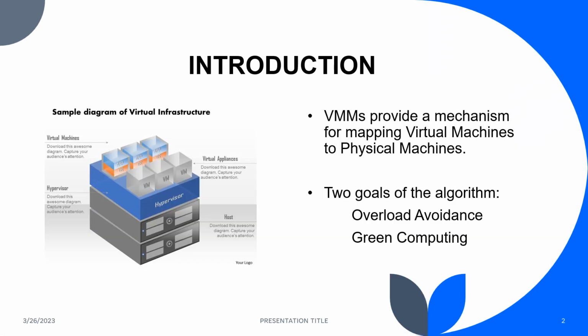What this paper talks about is every virtual machine needs to be mapped to a physical machine. VMMs or hypervisors are the technology that allow us to map virtual machines to physical machines. The goal of this paper is to achieve this mapping in such a way that no physical machine is overloaded with utilization or underutilized.